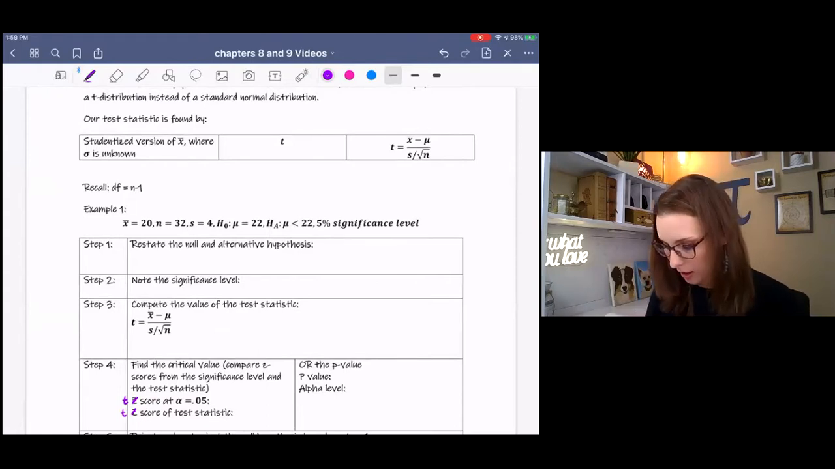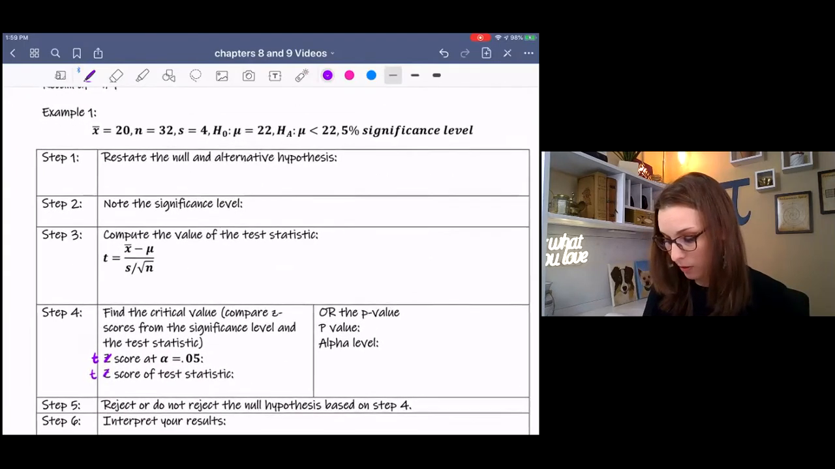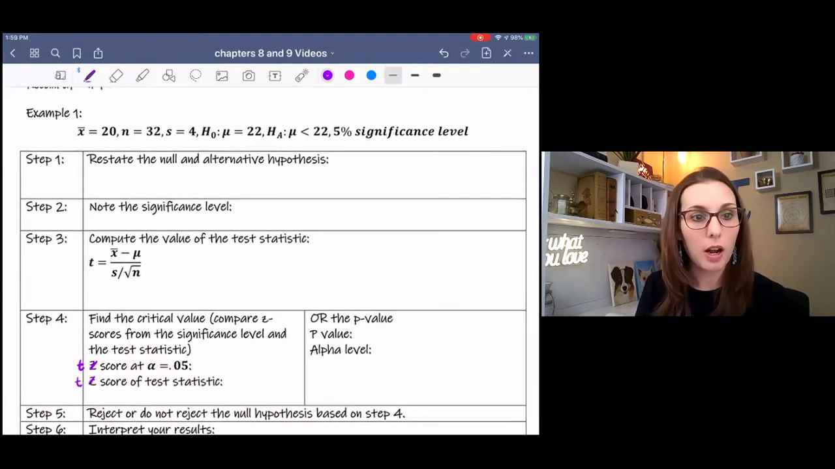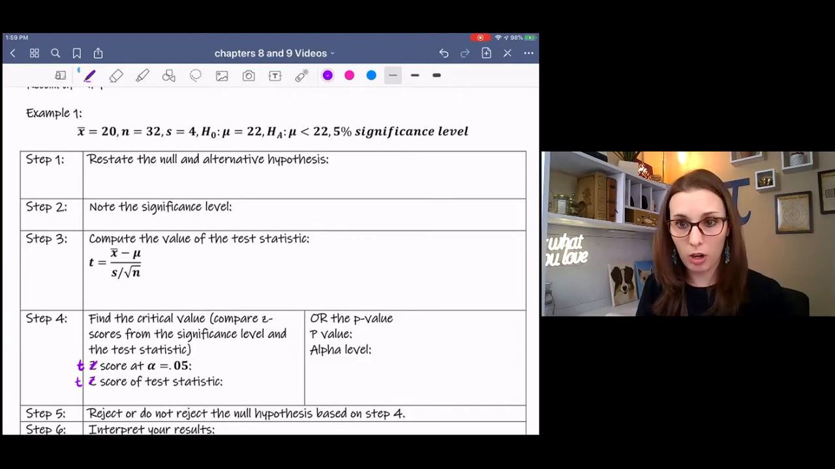So we have, I think, the same problem as my previous notes. We've got our sample mean, our sample size, the sample standard deviation, population mean, and our null hypothesis and our alternative hypothesis. And I'm curious to see how this differs from the z-test because it's the same exact information, but now it's a t-test.